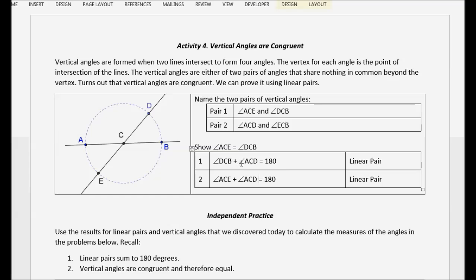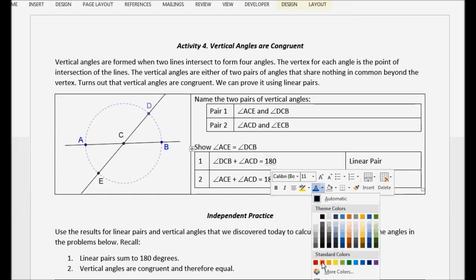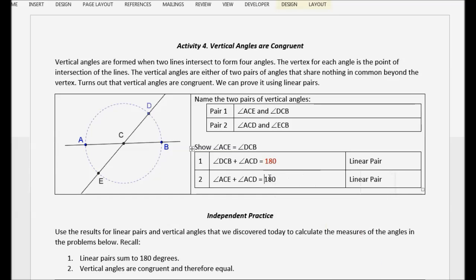Look what's happened here. We have an equation with three pieces, two angles, and 180 degrees. And here we have an equation with three pieces, two angles and 180 degrees. In both equations, 180 is common and ACD is common, which means that the remaining piece has to be the same. Alright, and what we're going to do is connect those pieces using the 180s.